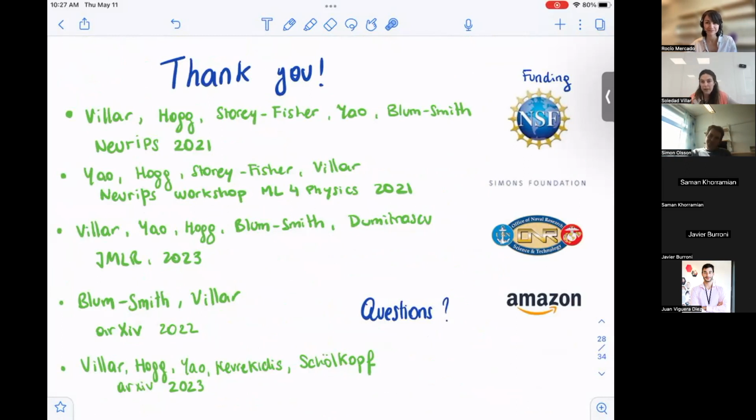The paper that I mentioned, from invariance to equivariance, is this one, by Blum-Smith and me. It's on arXiv, and it's going to show up in the Notices of the AMS.